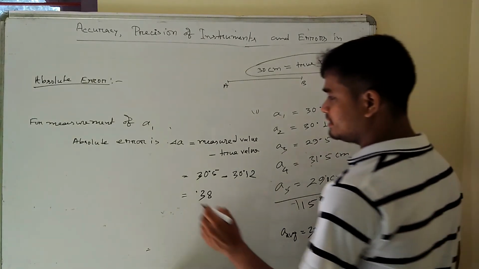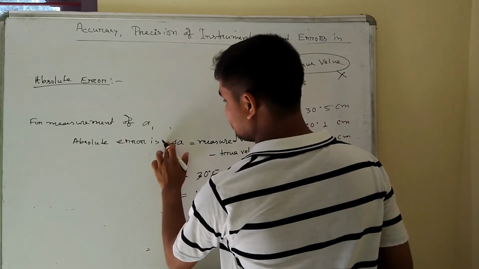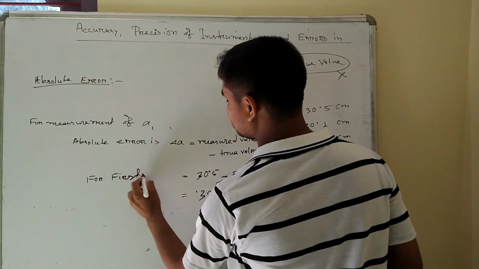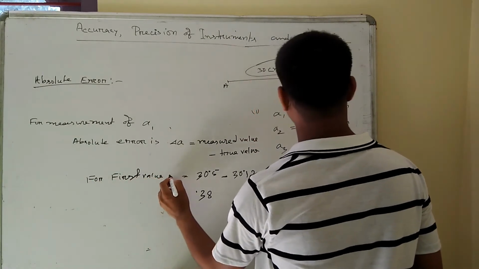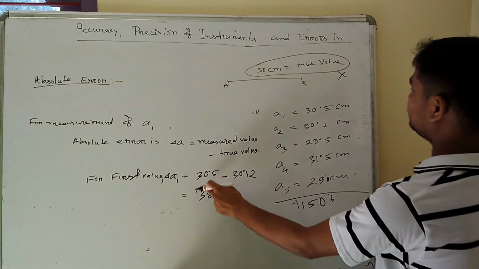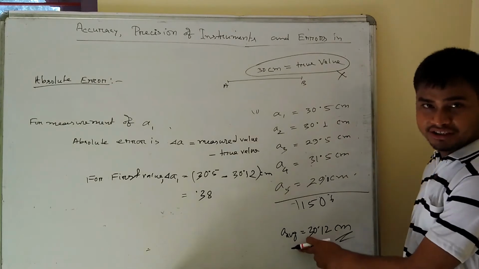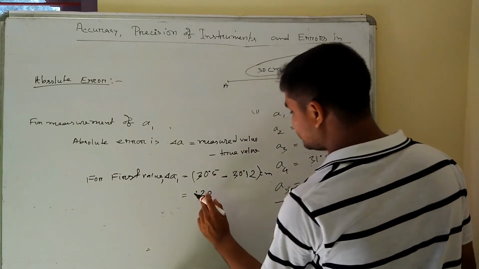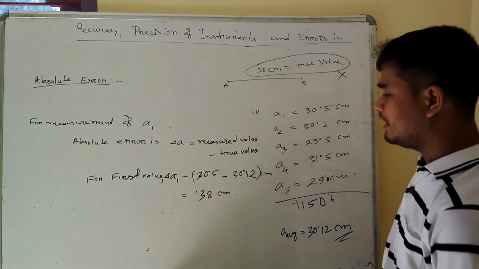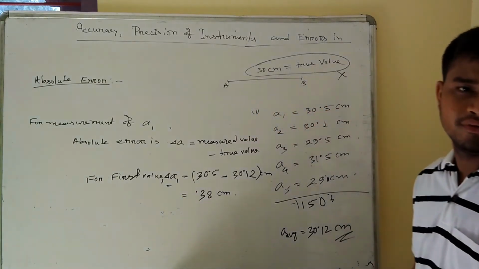Okay, what is this absolute error? Delta A is equal to the measured value by the human. For the first value, A1, that is delta A1, is equal to 30.5 minus 30.12 centimeter. 30.12 centimeter is what? A average, which is the true value. So this is 0.38 centimeter error. What type of error? This is the absolute error in measurement of A1.